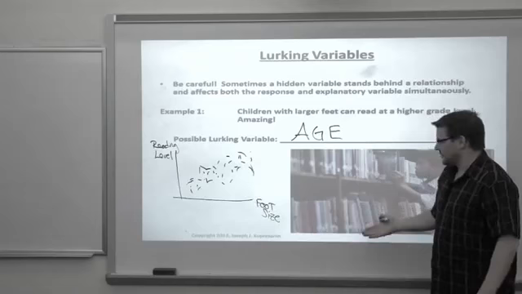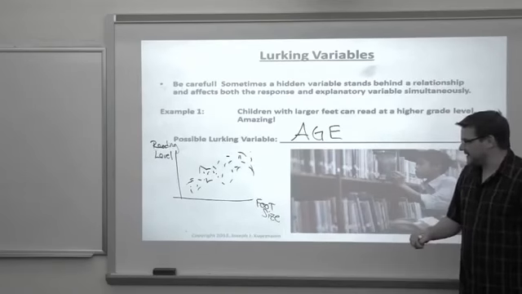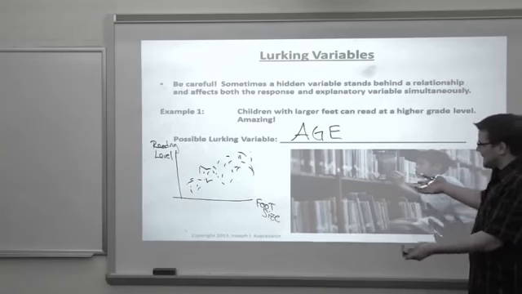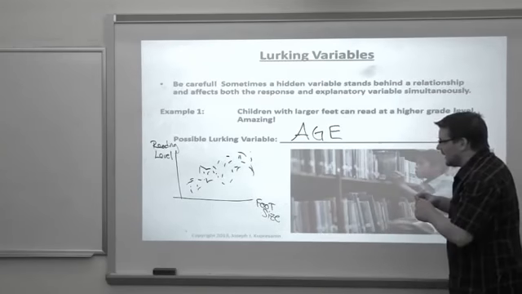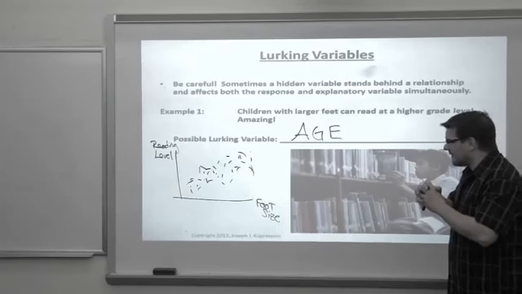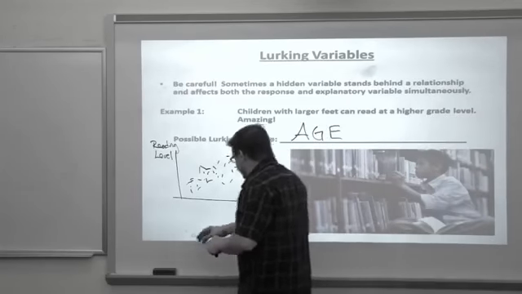In general, older children have bigger feet. In general, older children read better. So there's your lurking variable, lurking in the background, affecting both foot size and reading level. All right, 1 of 4, 3 to go.